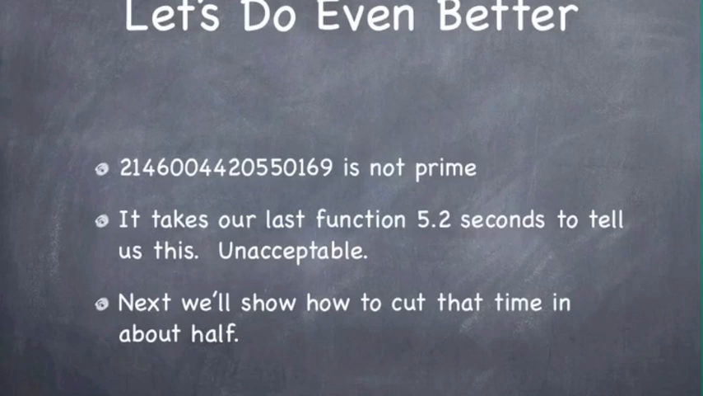But we can do even better. So here's an even larger number. This one has like 3, 6, 9, 12, 16 digits. It's a big number. It's not prime though. But it takes our most recent function 5.2 seconds to tell us that. That's unacceptable. So now we can see how to cut that time in about half.